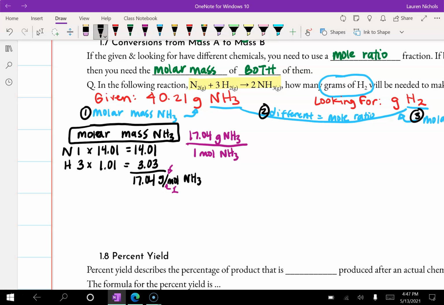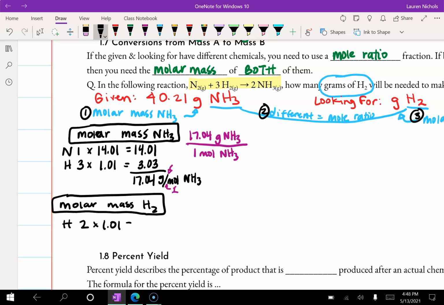So that's our fraction. We also know that we need the molar mass of H2. Now, one of the most common mistakes that students make is they see that it's just hydrogen and they forget to actually multiply. Remember, there are 2 of them. The mass is 1.01, so 2 times 1.01 is 2.02. A lot of students will put 1.01 as the mass of H2 and forget to multiply. I've seen that exact mistake multiple times. So when we write it as a fraction, we say 2.02 grams of hydrogen over 1 mole of hydrogen.